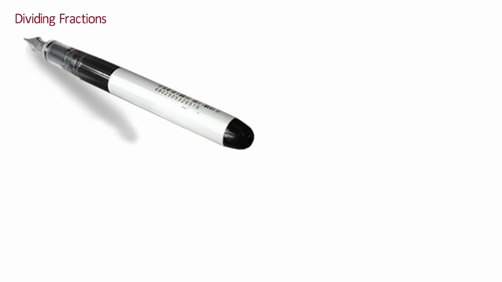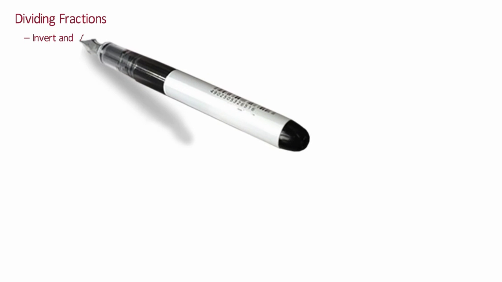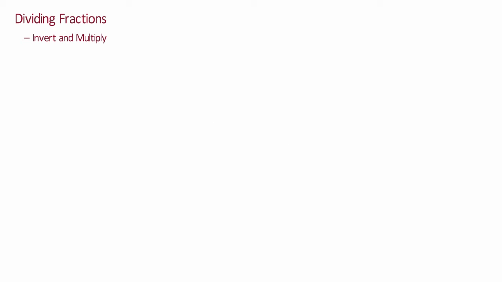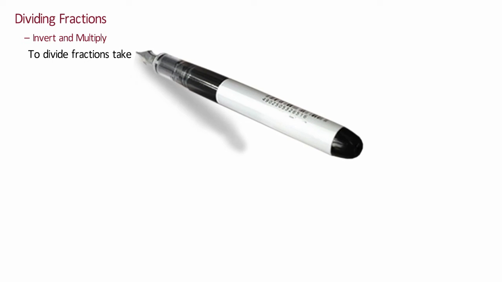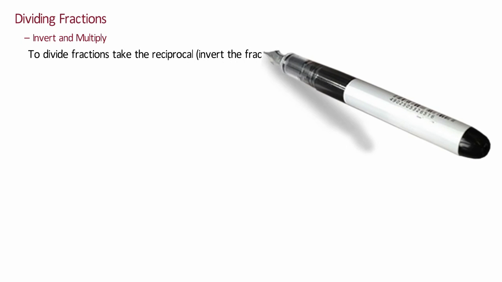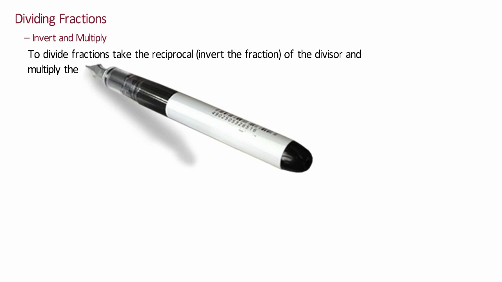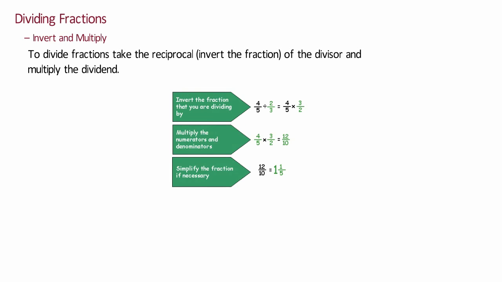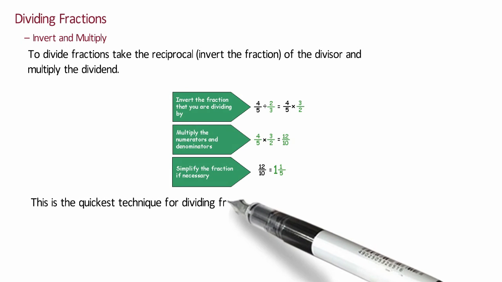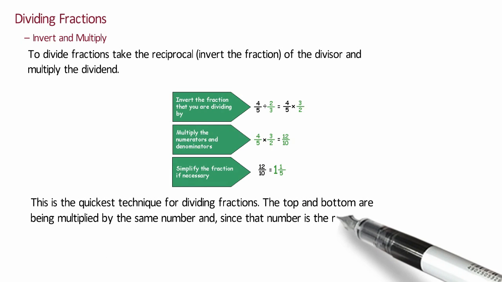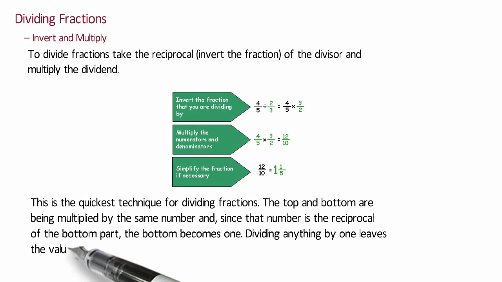Dividing fractions. Invert and multiply. To divide fractions, take the reciprocal, inverting the fraction of the divisor, and multiply by the dividend. This is the quickest technique for dividing fractions. The top and bottom are being multiplied by the same number, and since that number is the reciprocal of the bottom part, the bottom becomes 1. Dividing anything by 1 leaves the value the same.